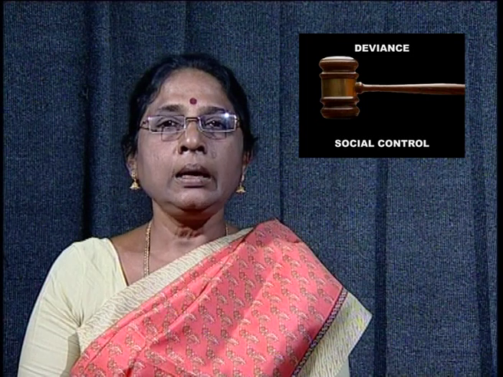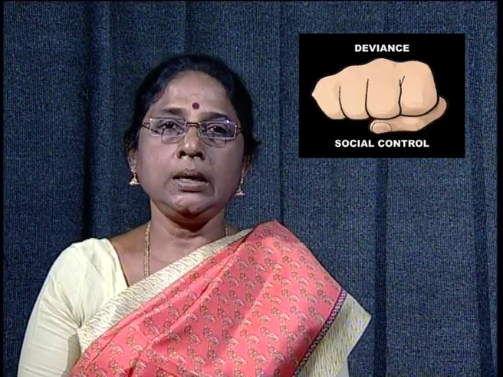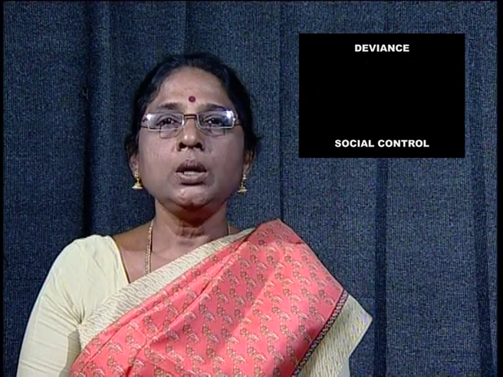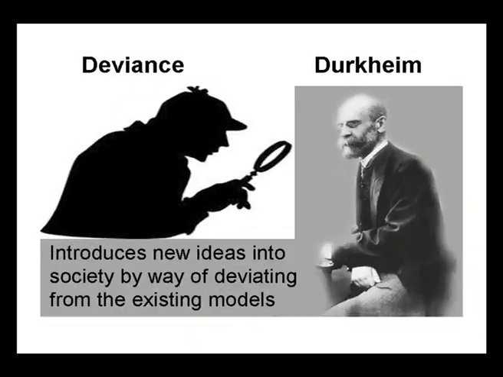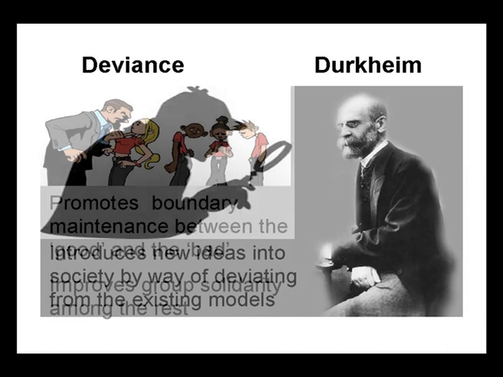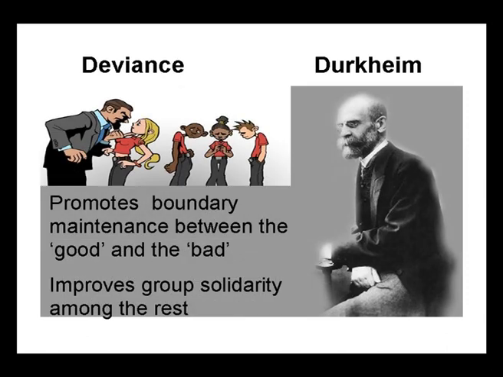Durkheim states that deviance has two important functions in society. One is to introduce new ideas into society by way of deviating from the existing models. Secondly, deviance promotes boundary maintenance between the good and the bad, and it also improves group solidarity among the rest.